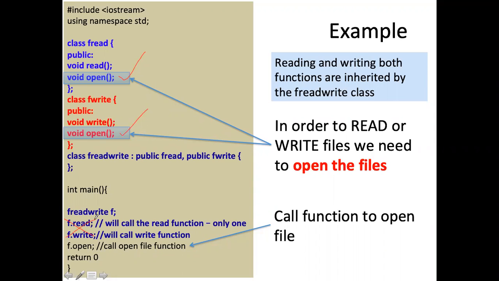Now you know that open is a function of fread. Open is also a function of fwrite, right? And fread and fwrite are the base classes of fread write, right? So f has the access to open. ठीक है, तो अगर मैं f dot open लिखता हूँ, तो क्या होगा?